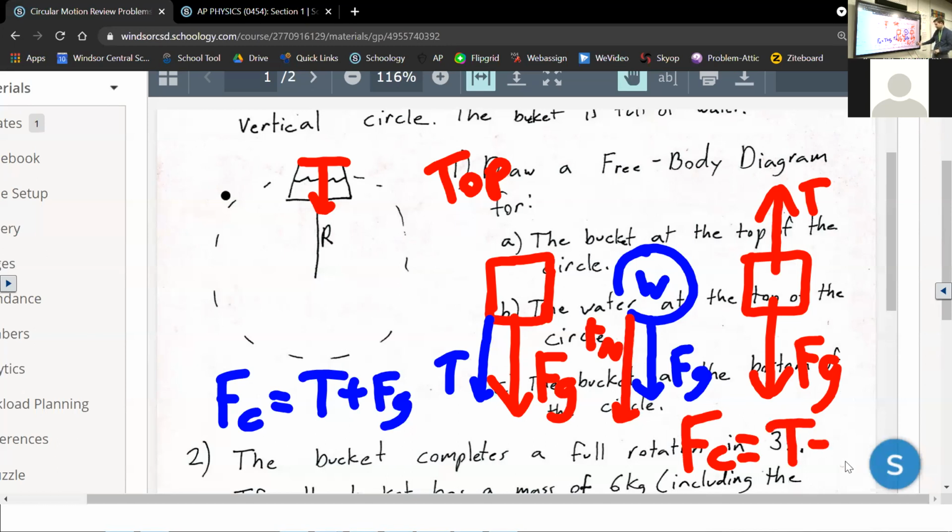Tension minus gravity, because gravity is going away from the circle and tension is going toward the center of the circle. So that's how centripetal force works. Adding up everything going toward the center, subtracting everything that is not.